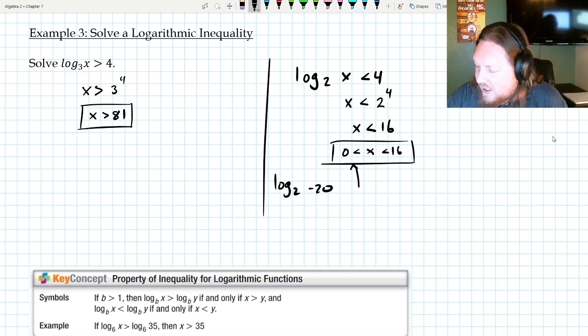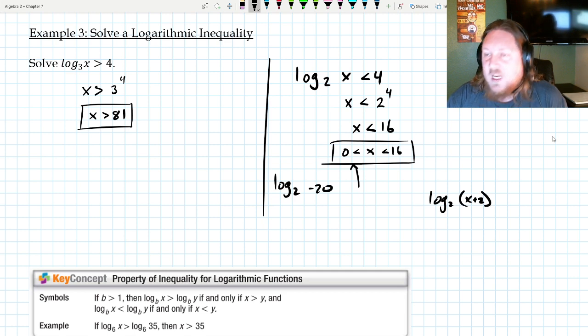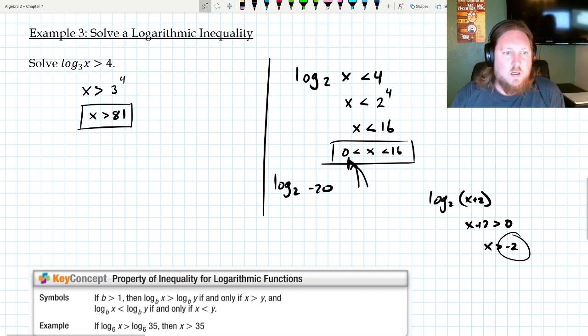Sometimes, if it had like log base 2 of x plus 2, you'd have to figure out when is this equal to 0. x plus 2 has got to be greater than 0, so x has to be greater than negative 2. And that would become my limiting factor here at the end. So just keep that in mind when you're working on these problems.